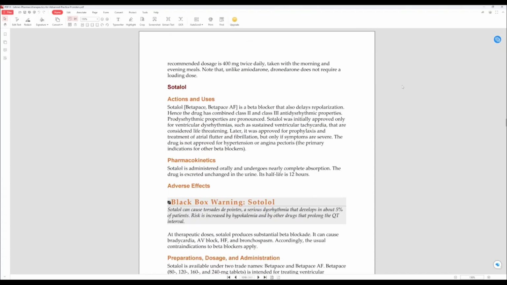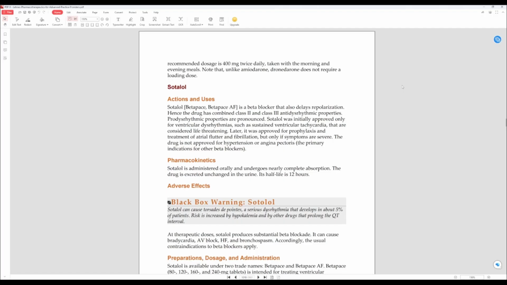Which brings us to sotalol. Sotalol, also known as Betapace, is a beta blocker that also delays repolarization. Therefore, the drug has combined class 2 and class 3 antidysrhythmic properties.